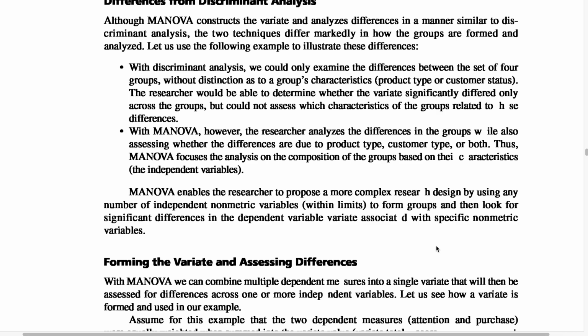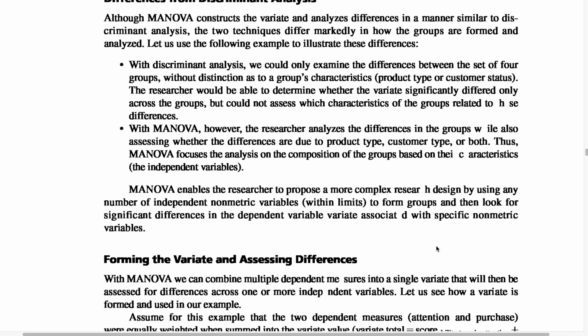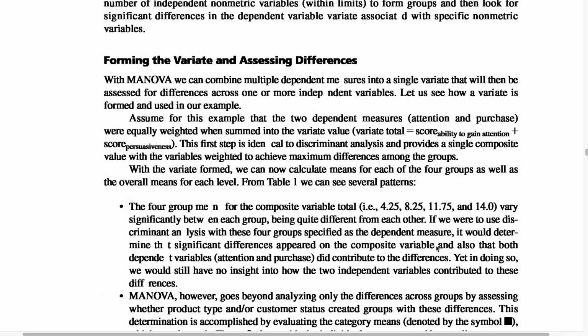MANOVA enables the researcher to propose a more complex research design by using any number of independent non-metric variables within the limits of the groups, and then look for the significant differences in the dependent variable variate associated with specified non-metric variables, forming the variate and assessing differences. With MANOVA, we can combine multiple dependent measures into a single variate that will be assessed for differences across one or more independent variables.